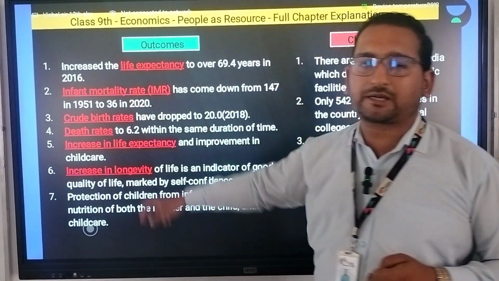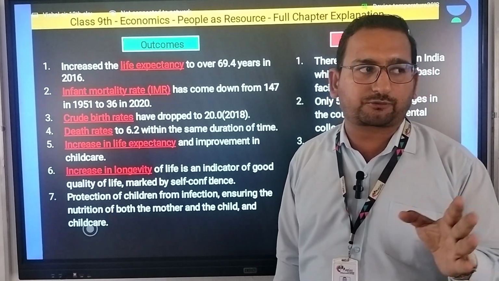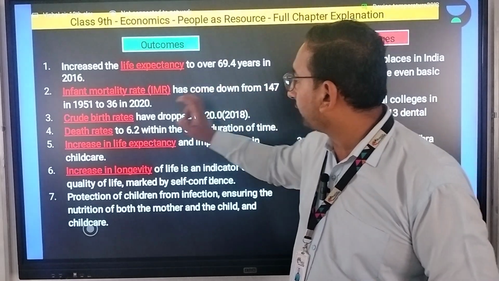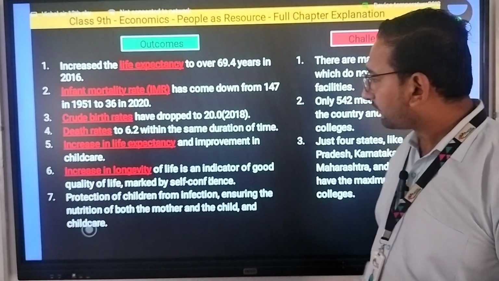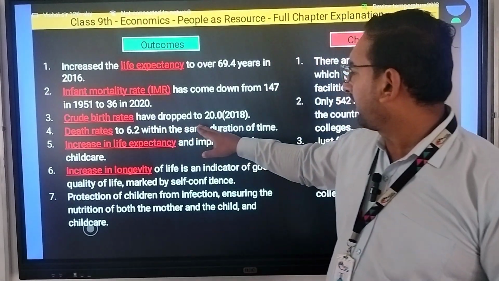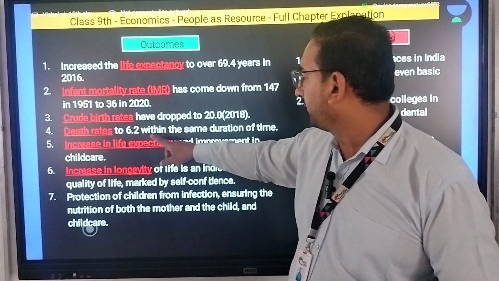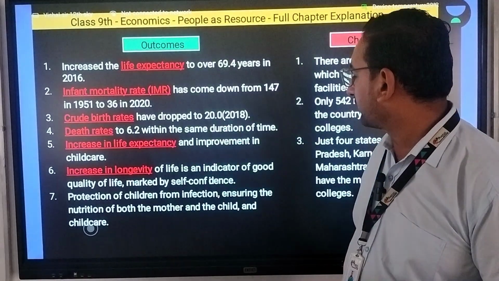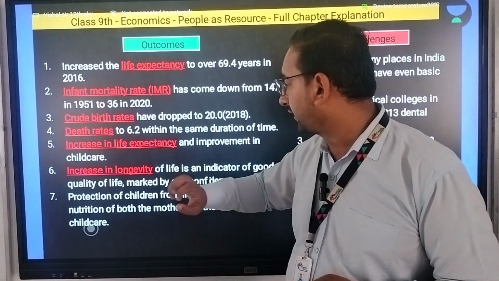Infant mortality rate, it means the death of children per thousand before completing 1 year, has come down from 147 to 36 in 2020. Crude birth rates have dropped from 20 and death rates have also become low, to 6.2 within the same duration of time. Increase in life expectancy and improvement in child care.